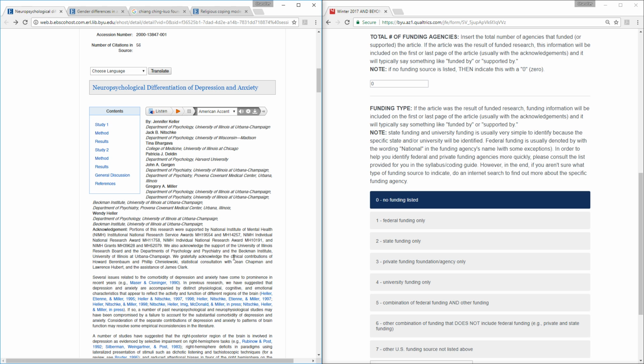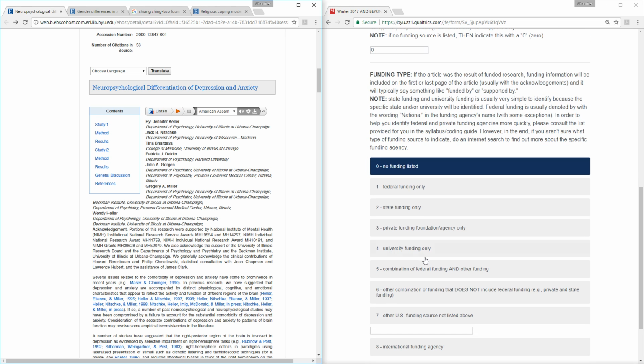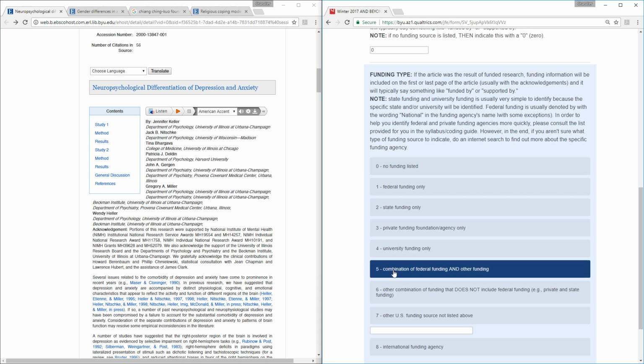Lastly, there's an acknowledgement for clinical contributions, so that would be non-monetary, and statistical consultation, which would be another non-monetary source of support for the research, and just general assistance by a named person. So we have two monetary sources of funding. We have the National Institute of Mental Health and the University of Illinois. Those two types of funding are university and federal, and they would fall under code number 5, combination of federal funding and other funding.